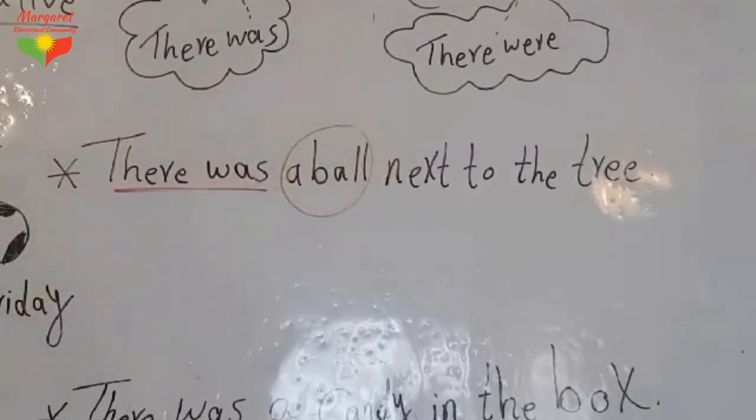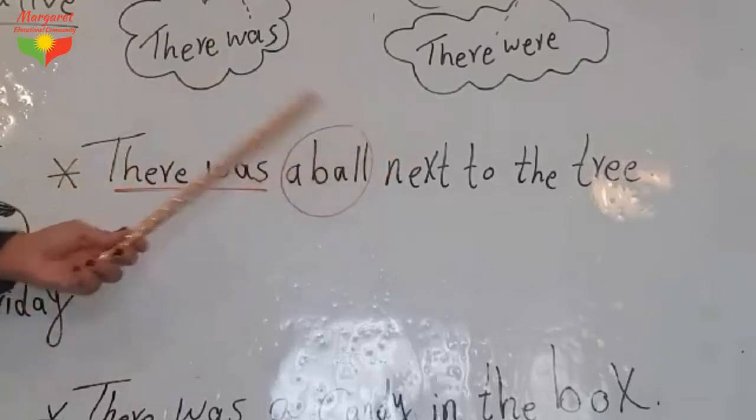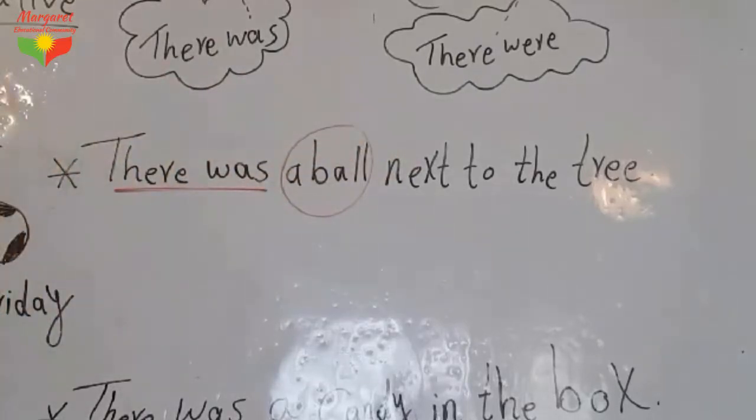So, there was a ball next to the tree. Where is it? It's next to the tree. So there was a ball next to the tree. When? Last Friday. So last Friday, there was a ball next to the tree.